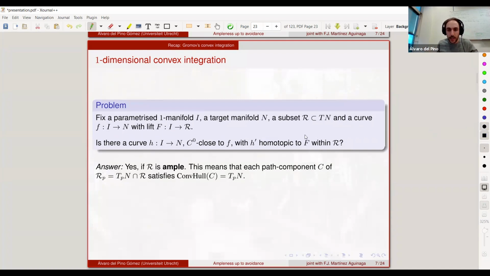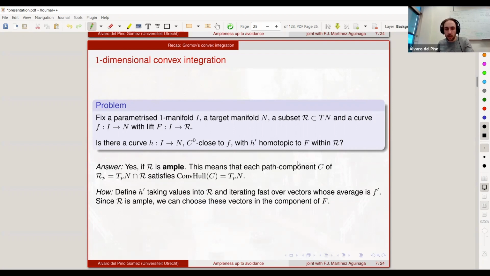And what does ampleness say? It says, let's fix a point P, or let's look at all the points P. And at each point, you look at all the possible velocities. And inside of all the possible velocities, you have the allowed ones, the ones you like. And now the point is, this set before was connected in the case of the unit sphere, but in general, it may have several path components. And what you want is that each path component, its convex hull is the whole thing. And basically, if you have this, then you are happy.